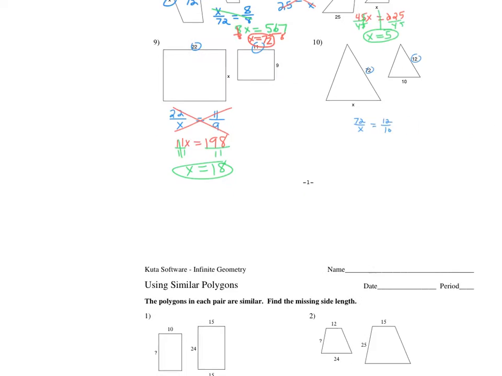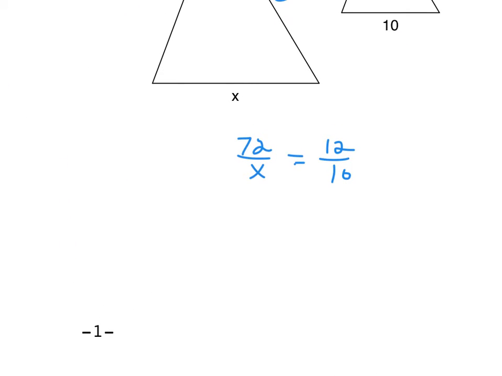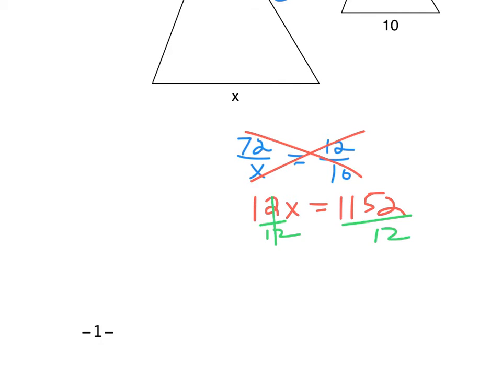And one more to go on this page. Here we go. 12x equals, what? 72 times 16, 1,152. Divide by 12, divide by 12, 1x equals 96. All right, so that's how you do that page.